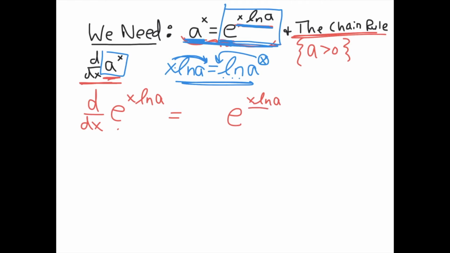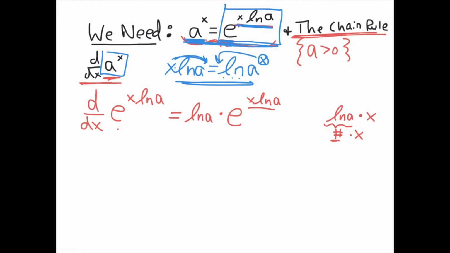So I've left the inside alone, and I've just done the derivative of the outside function, leaving the inside alone. Now we want to do times the derivative of the inside function. Well, the inside function is just ln of a times x, and ln of a is just a number. So really we have this number times x. This is a linear function, so its derivative is just going to be the number that's out in the front. So we just get ln of a.